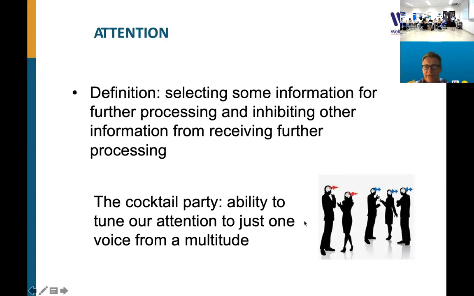Okay, so this describes well the ability to tune our attention from different sources of information, and for that we need to inhibit. Otherwise, we are not able to do two things at the same time, or to pay attention to two things at the same time. So we need to switch off some channels, and then select only one channel.